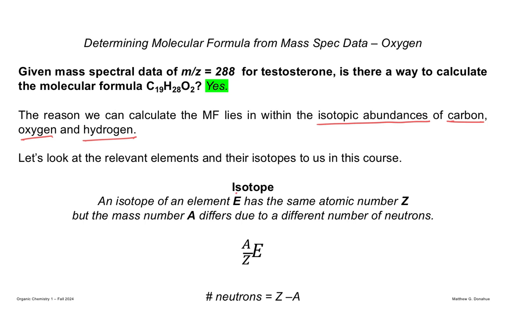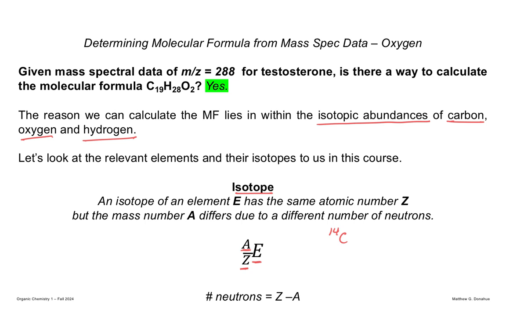So an isotope of an element, and this is the nomenclature here, the isotope of the element E has the same atomic number Z, but the mass number A differs due to a different number of neutrons. So the number of neutrons is A minus Z. The nomenclature you might be familiar with if you've heard of radioactive carbon dating, like carbon-14.